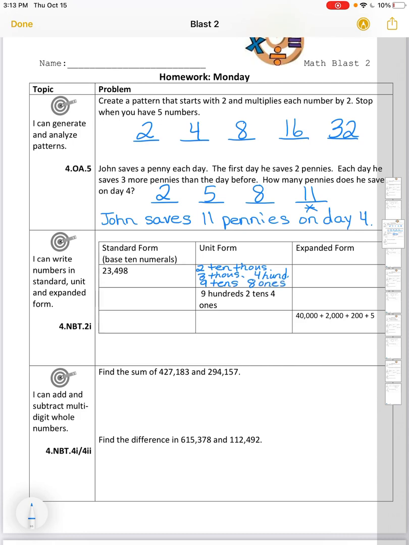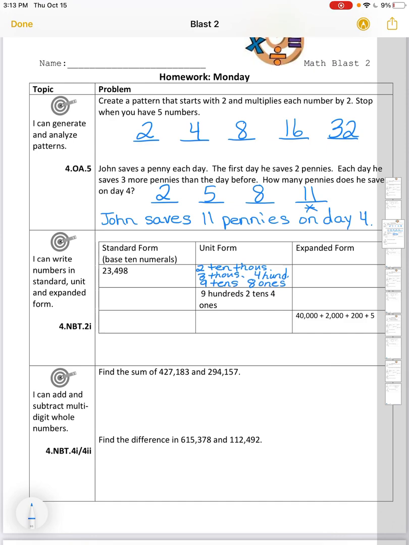Now that's not the only way I could build the unit form. I might say there's 23 thousands, 49 tens, and 8 ones. Another way I could build that number might be 234 hundreds and 98 ones. There are many different unit forms I could use to build that number.